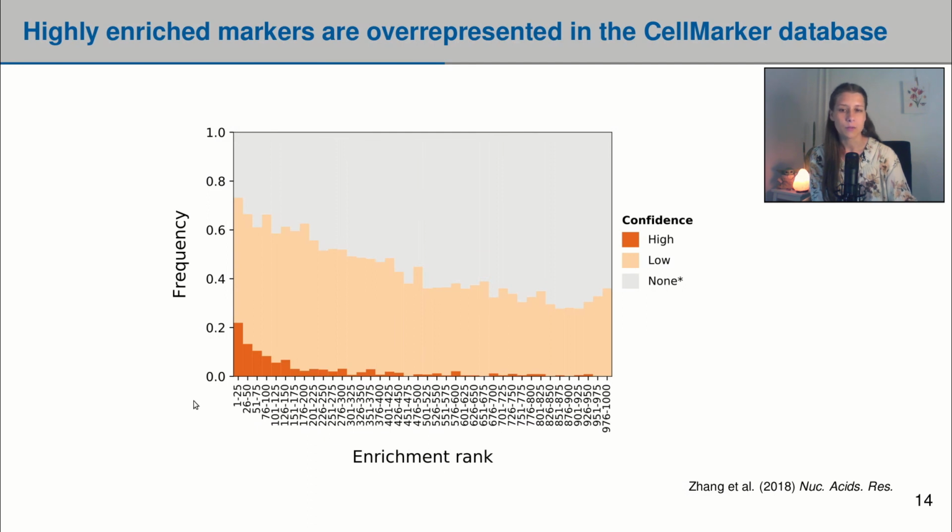Next, we compute the frequency with which genes in each bin are present in the cell marker database, as displayed on the y-axis. From this visual, we can take away that high-ranking genes are more likely to be high-confidence markers than lower-ranking genes. For example, in the top 25 rank bin, just over 20% of genes are high confidence markers and a total of 73% are present in the cell marker database.